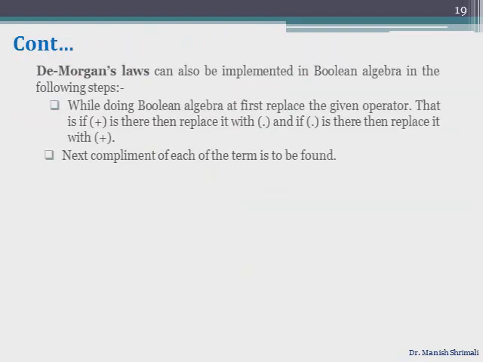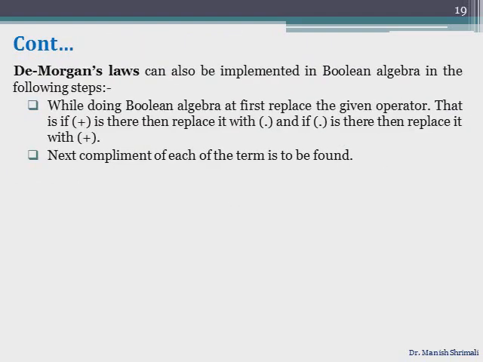Next, now we have De Morgan's laws. De Morgan's laws can also be implemented in Boolean algebra in the following steps. When you go through the questions and have to solve various algebraic expressions using De Morgan's theorem, these laws will be very helpful to you.